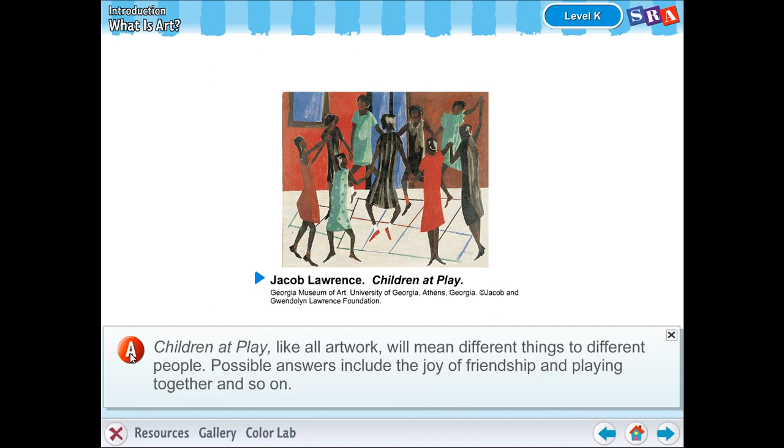Like all artwork, it will mean different things to different people. Possible answers could include maybe they're having friendship, maybe they're playing together, they're all holding hands. What game do you think they're playing? Yeah, that's right. Looks like they're playing Ring Around the Rosie.